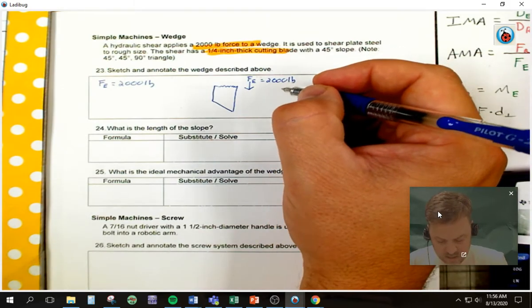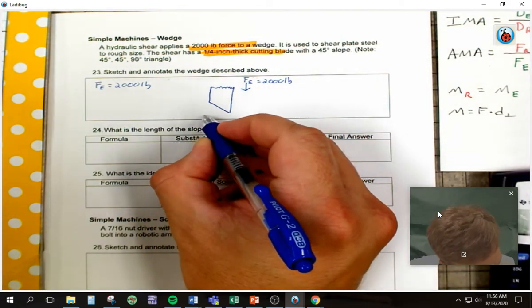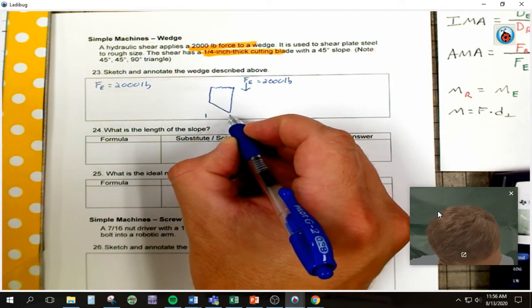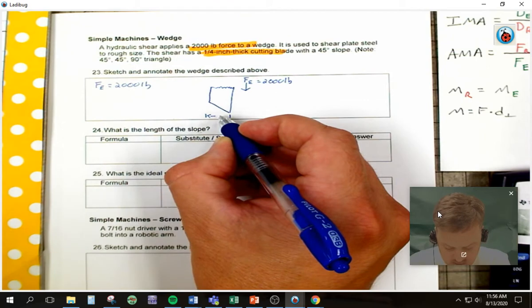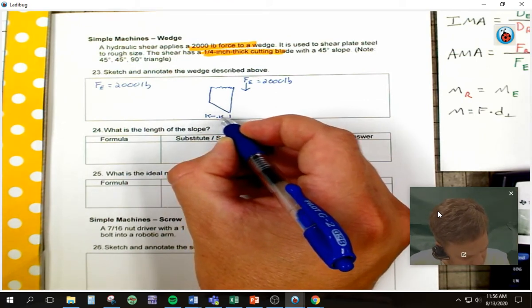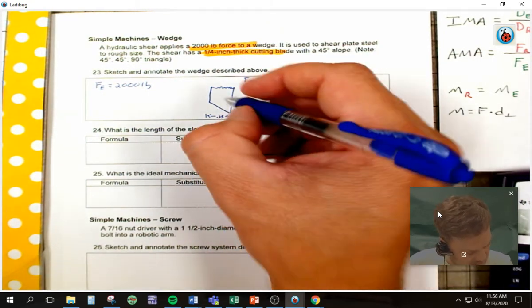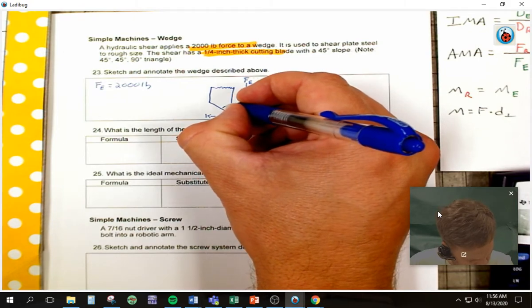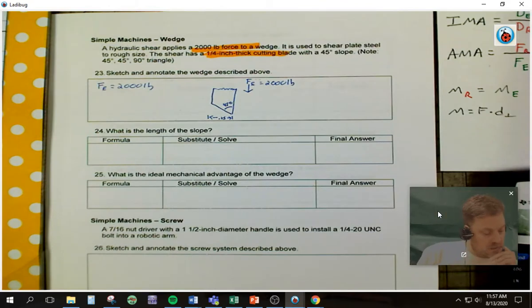Okay. Then it says that it is a 1/4 inch thick cutting blade. So the distance from here to here is going to be 0.25 inches. I'm writing that super small. And that it's 45 degrees. So we can say that this guy here, this is 45 degrees. Okay. I think that's about what we know right now.